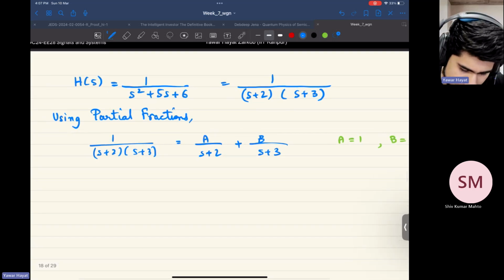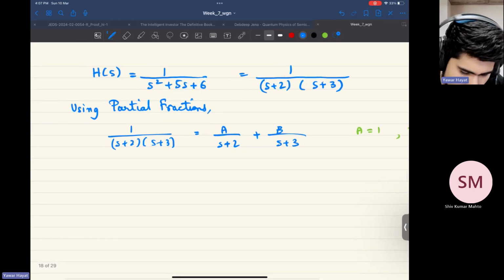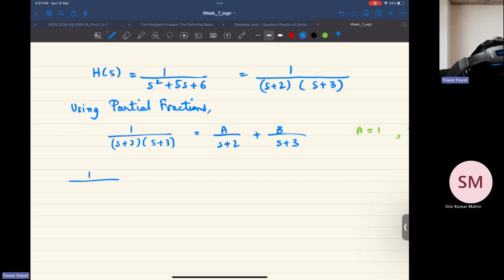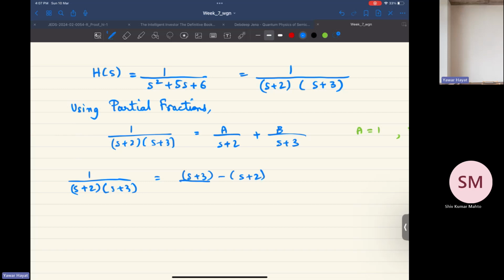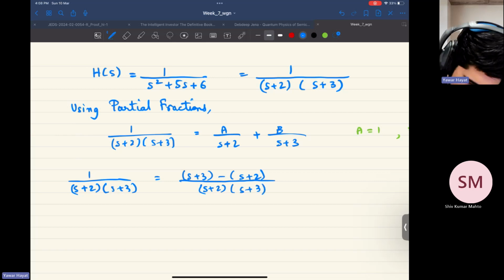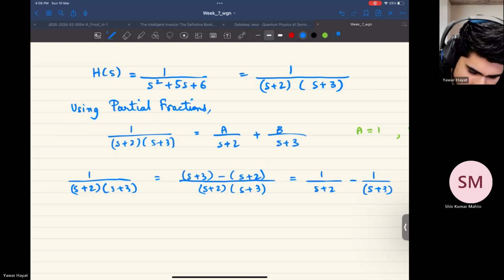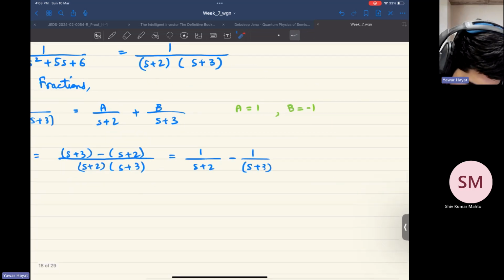And as we also saw in many previous questions, we can alternatively do the following. You can write this 1 by s plus 2 times s plus 3 as s plus 3 times s plus 2 whole, divided by, right, numerator is anyway 1, so I can do this. Then this is 1 by s plus 2 minus 1 by s plus 3. Notice we got the same answer doing this and this.